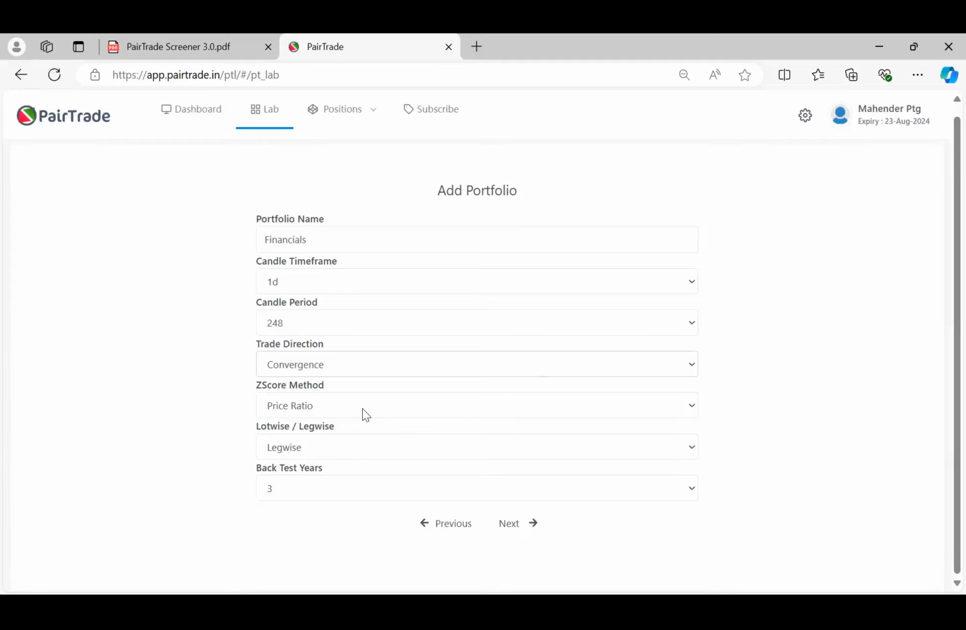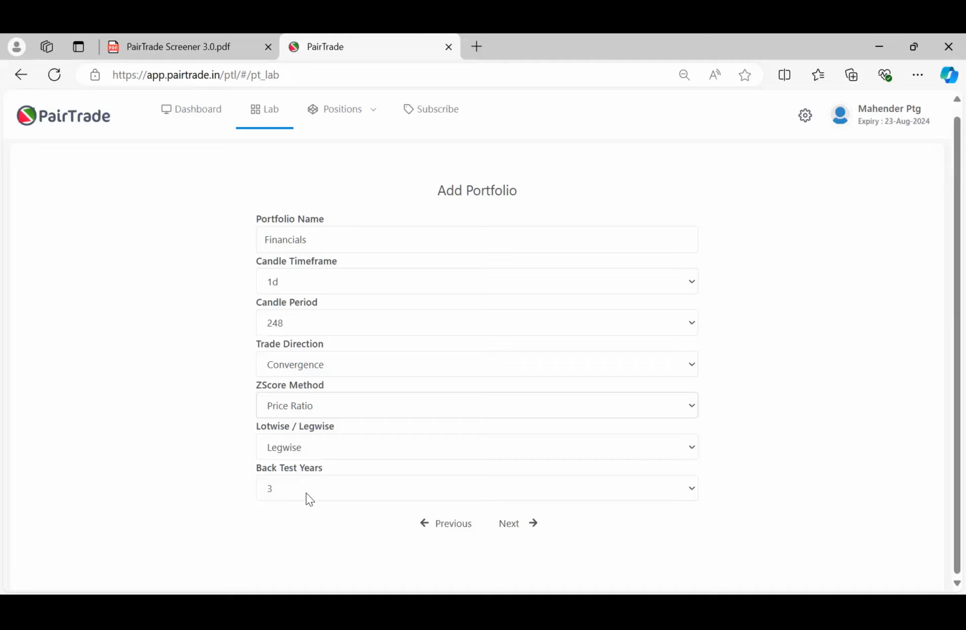Now, the next one is the Z-score method, whether it is price ratio or fair value. I've selected price ratio. Now, it is lot wise or leg wise. If you are doing it with futures, it would be lot wise. If you are doing it with CFDs and all, it would be leg wise, meaning for each leg, how much amount you are investing. So you can select leg wise or lot wise at the initial level. Later you can change it.